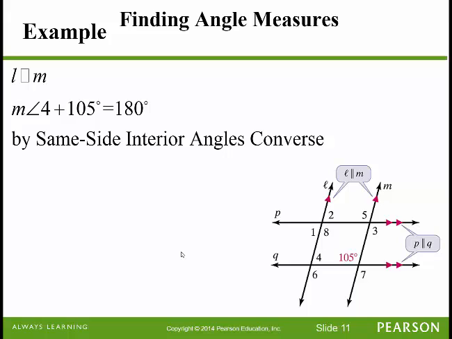Also, if we know that L is parallel to M here, the measure of angle 4 plus 105 degrees must be 180 degrees. That's by the same-side interior converse. So the measure of angle 4 must be 75 degrees. So we know this is 75 degrees, and we know this one here is 105 degrees. I'm not going to go through the rest, but you could figure out what all the rest of the angles are by that.